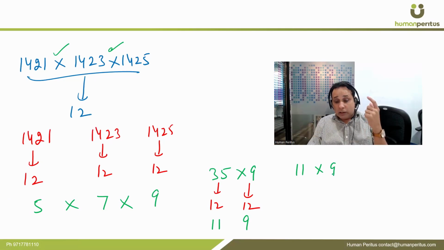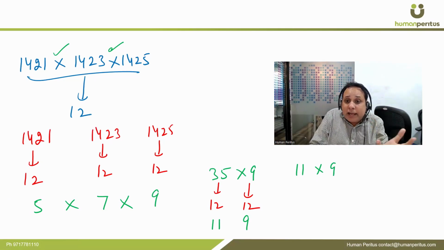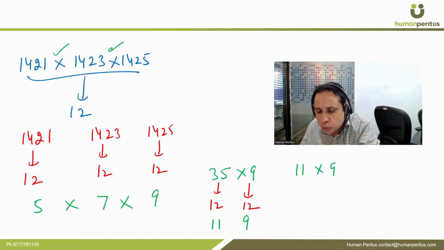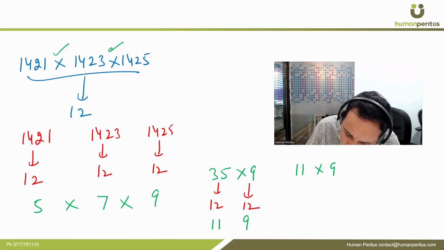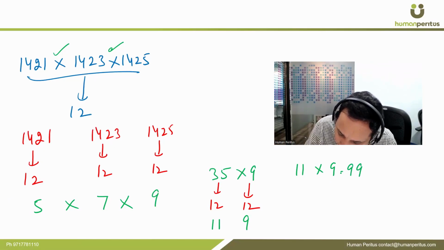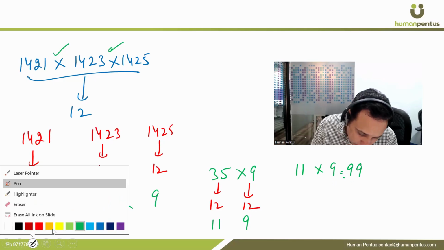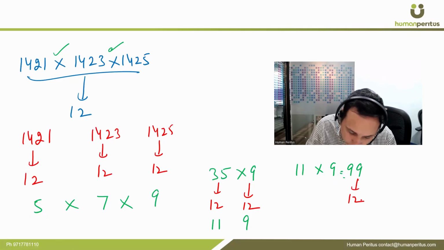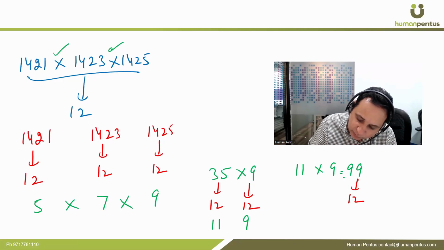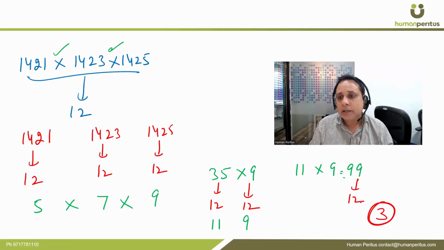Because remember the original thing, my remainder has to be less than the number. My remainder has to be less than 12. So I keep on doing it. Okay. So now in this case, 11 into 9 is 99. And I divide it by 12. What is the remainder which I get? 12 into 8, 96. And 3 is my remainder.